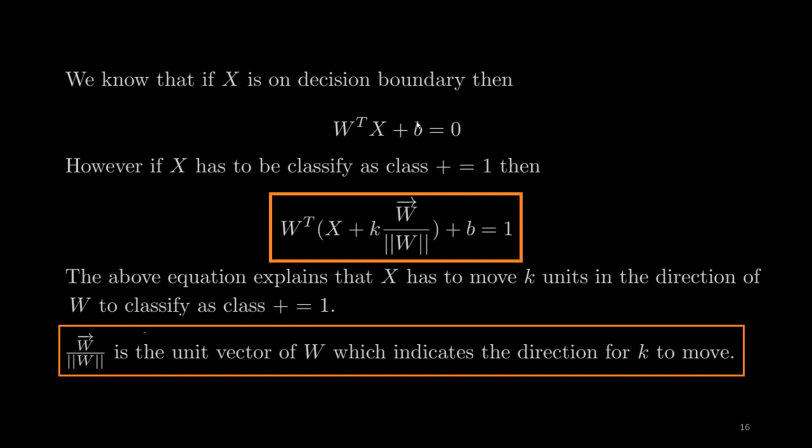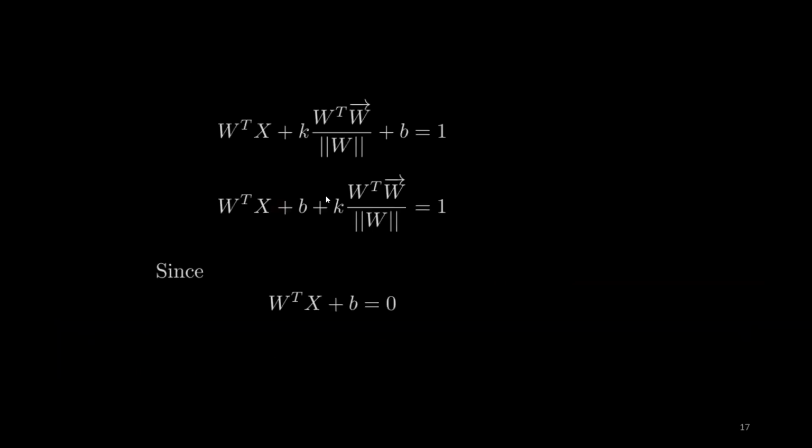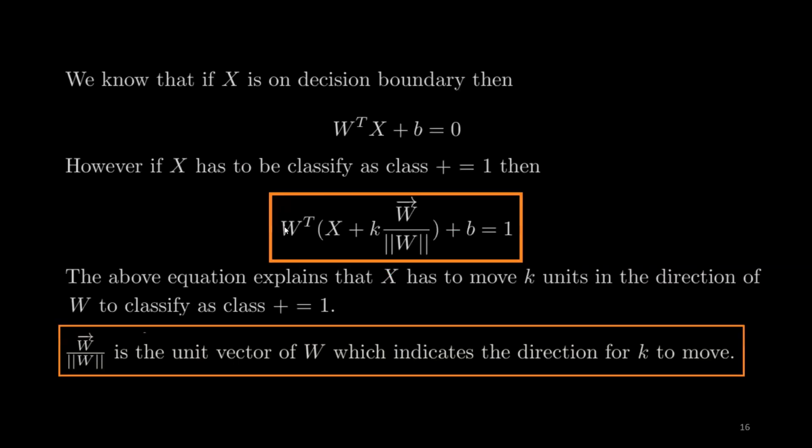So this is very important. If a data point is on the decision boundary, it has to travel k units in the direction of w to become a class 1 sample. So now this is my equation. Now it's time to multiply Wt inside the equation. The first step is Wt will multiply with x and become Wtx. Then Wt will multiply with this w and become Wt w over the magnitude of w, plus b equals 1.